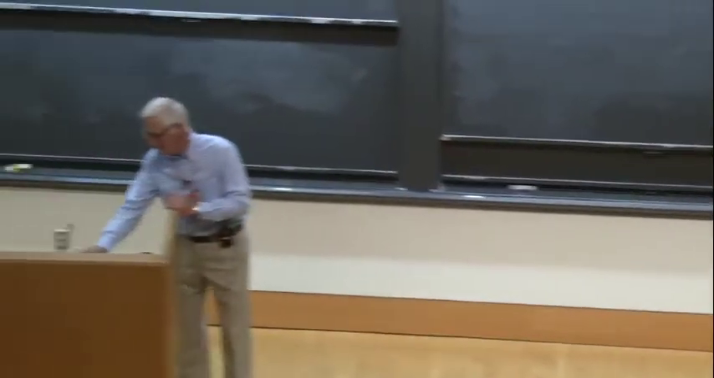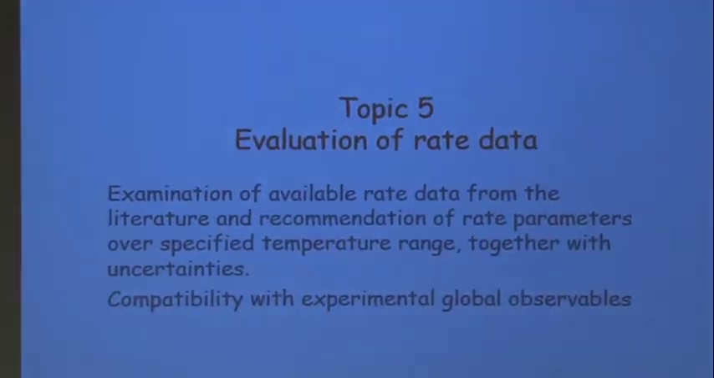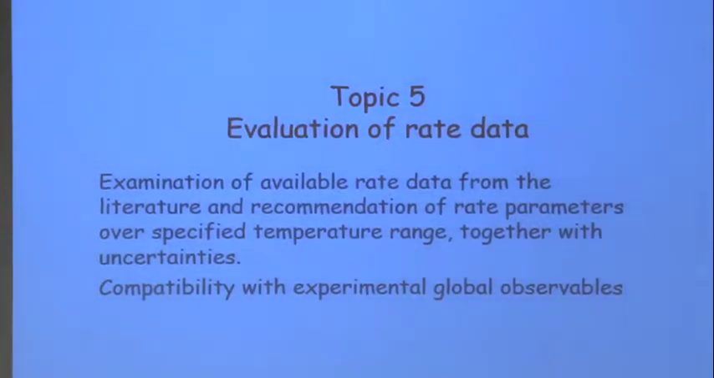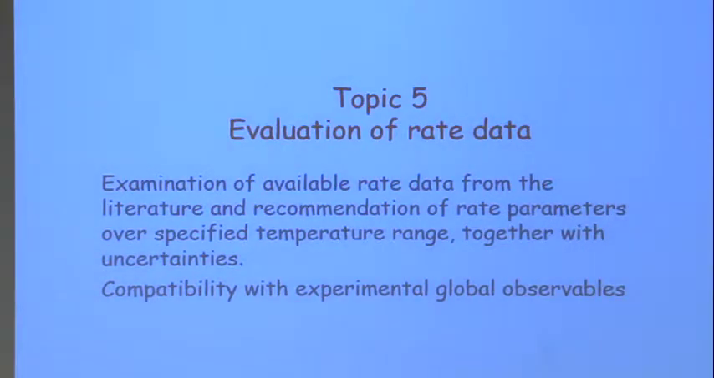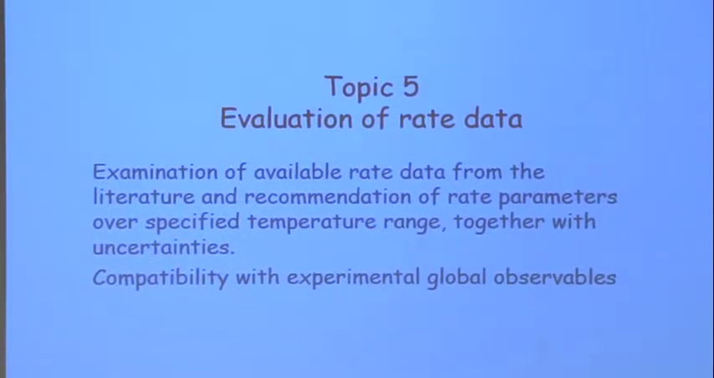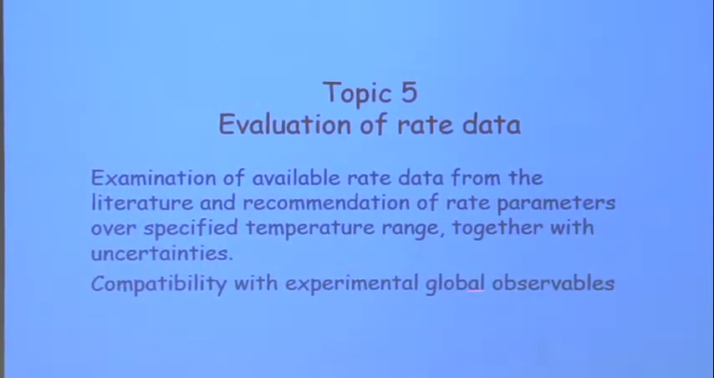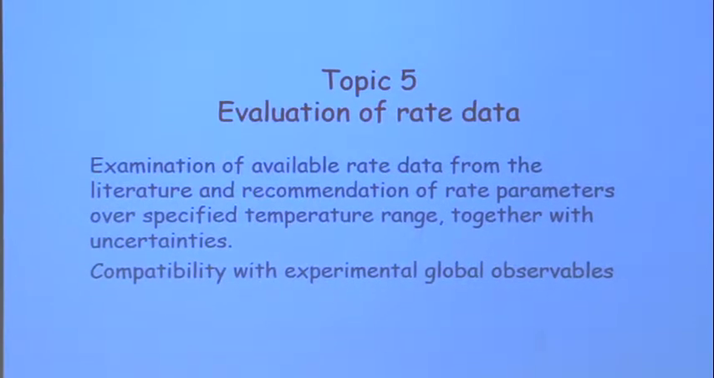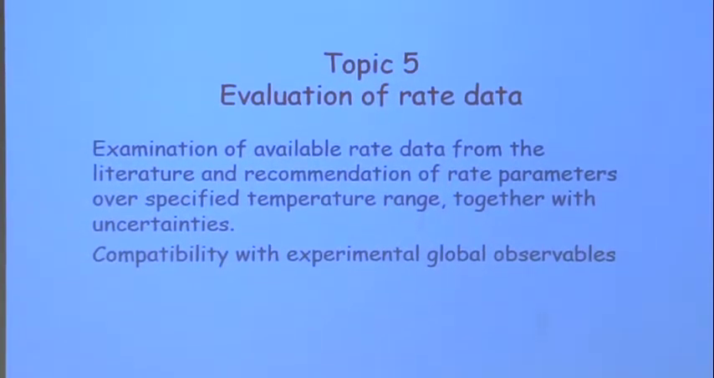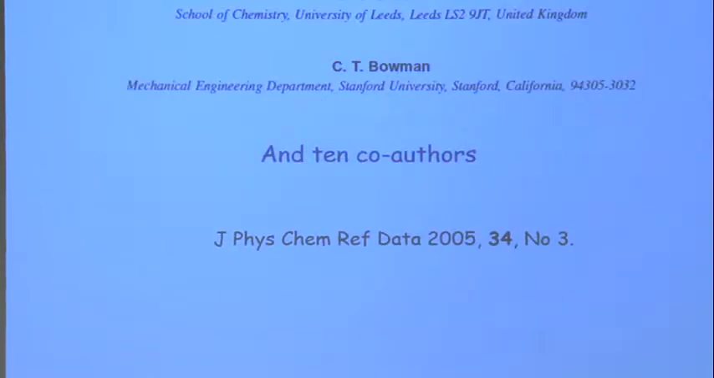And there's a process which is called evaluation, which is the examination of the available rate data from the literature and the recommendation of rate parameters. In addition, and increasingly importantly, there's the compatibility with experimental global observables. And we'll talk about that more in the next lecture.